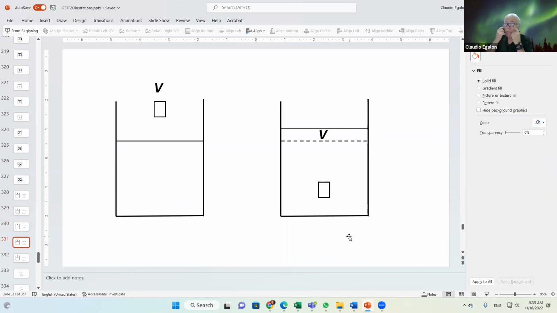We can prove that easily mathematically. Delta P is the same no matter how deep you dive, provided, of course, you don't change the shape, right? Provided, of course, this object doesn't change its shape. If the object changes its shape, then the story is different.